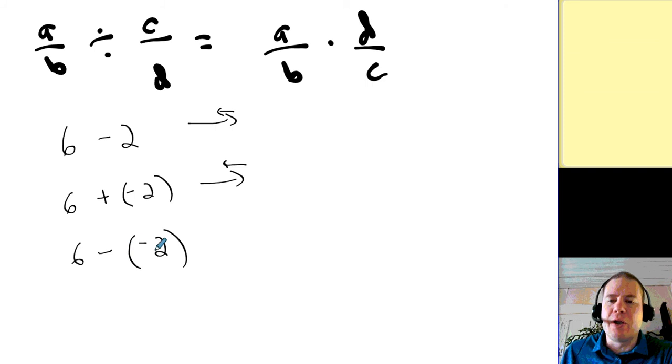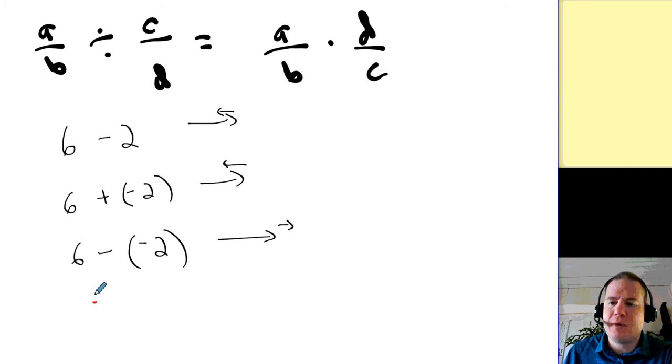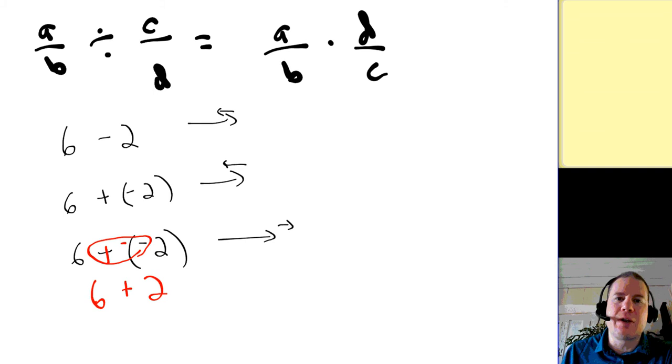Here is where we're going to understand dividing fractions. When I reverse the direction of this negative, that minus 2 switches around, becoming a plus 2, because I'm reversing the reverse. I'm adding the opposite of negative, which is positive. It works the same way with fractions.